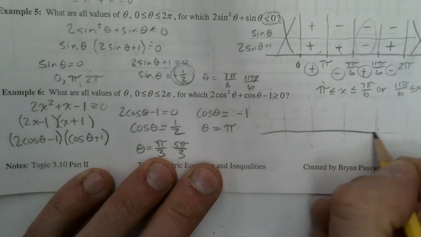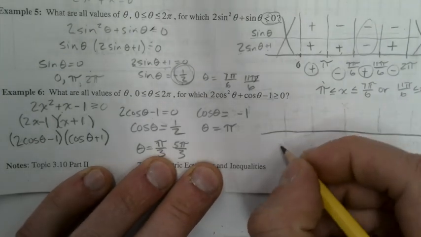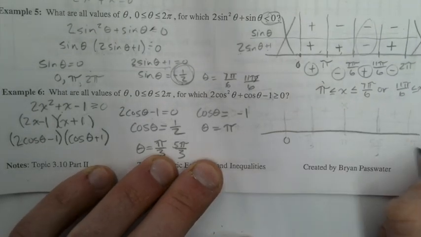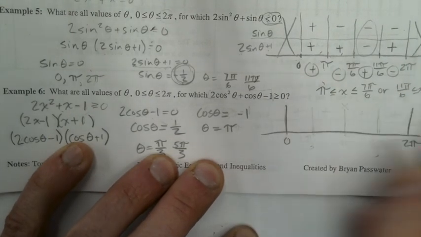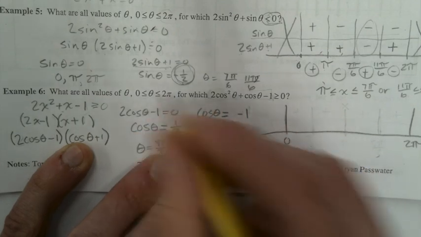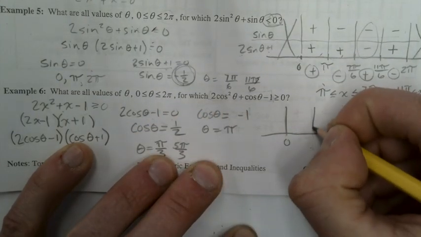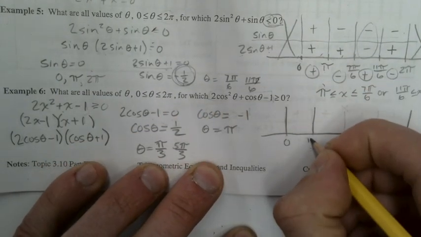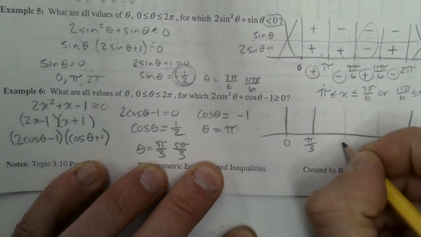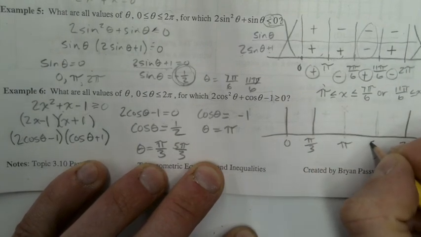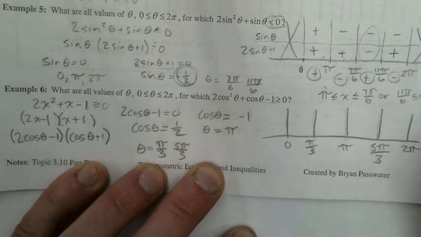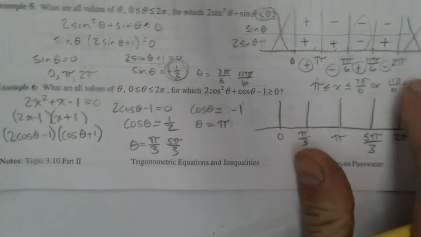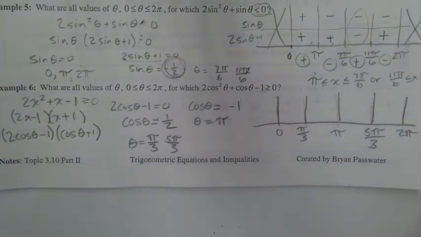And now I'm going to set up my sine chart. Remember that we go from 0 to 2 pi on this sine chart because those are the values that I'm limited to in the domain. The first value that we found that was a solution is pi over 3, then pi, then 5 pi over 3. So at each of these, we'll see some sort of maybe sign change for the factors.